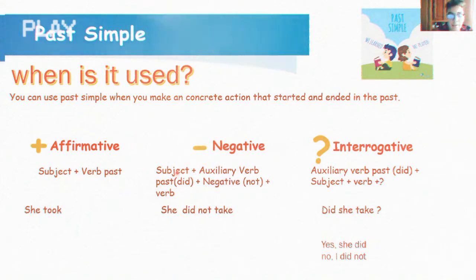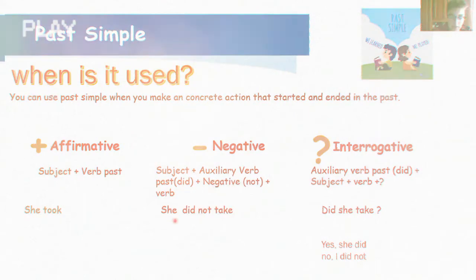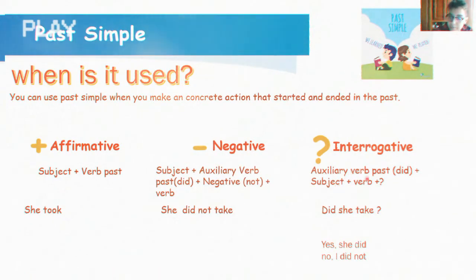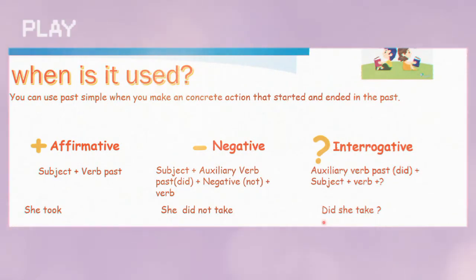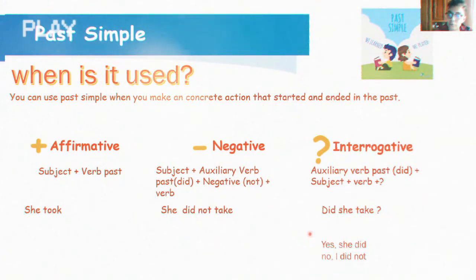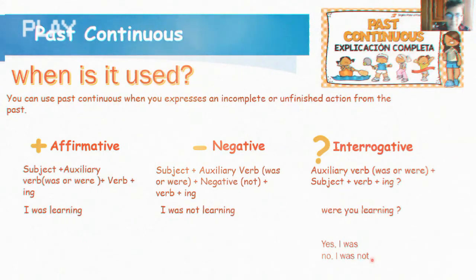In the negative form, you have subject, auxiliary verb, that in this case is did, negative, that is not, and the verb: she did not take. And the question is auxiliary verb, subject, verb, and complement. Did she take? And how to answer? In all cases, you have to answer with the auxiliary verb. Yes, she did. No, she did not, if it is a negative answer.